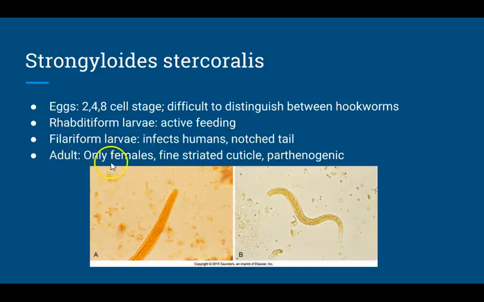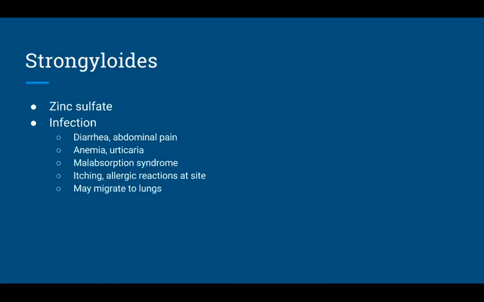In the adult, only females have been described, and these are parthenogenic, and that means that they don't need a male to reproduce. Also, the common name of this is the threadworm. Okay, the zinc sulfate is the best way to identify these. There's also the string test, and sputum can be done if the patient coughs them up and they're in their lungs.